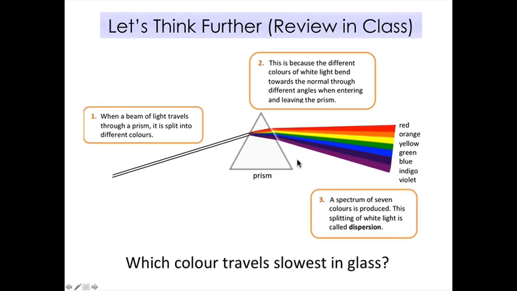Okay, so question: which color among the red, orange, yellow, green, blue, indigo, violet travels the slowest in glass? I'll give you some time to think, and then write down your answer. We will review it in class. This has to do with how much the light has bent. I'll let you figure out which one is the slowest.